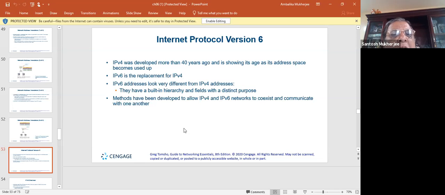IPv4 was developed more than 40 years ago and is showing its age as its address space becomes used up. The whole address space is done. Now it has to be revamped and reconfigured, with a replacement by the new version. IPv6 is a replacement for IPv4. IPv6 addresses look very different from IPv4 addresses. They have a built-in hierarchy and fields with a distinct purpose. Methods have been developed to allow IPv4 and IPv6 networks to coexist and communicate with each other.